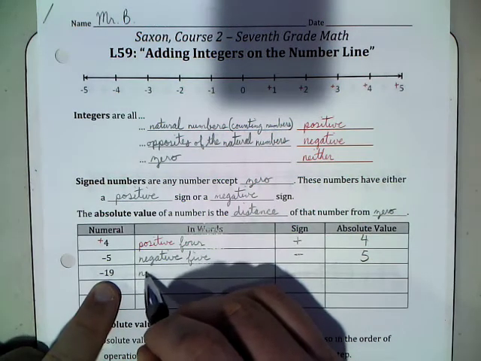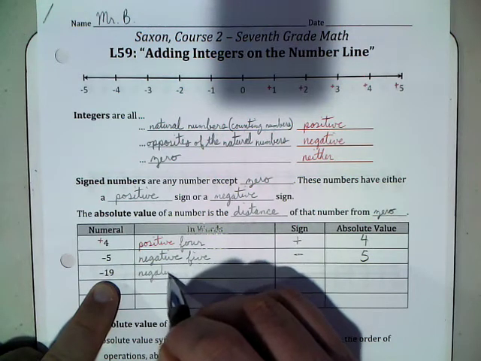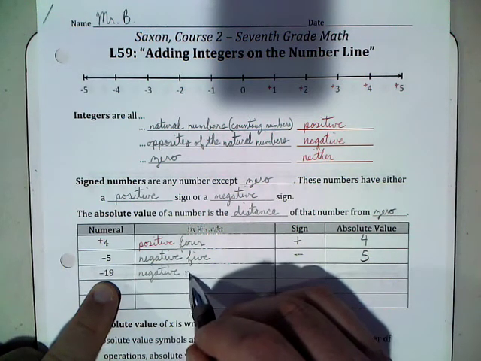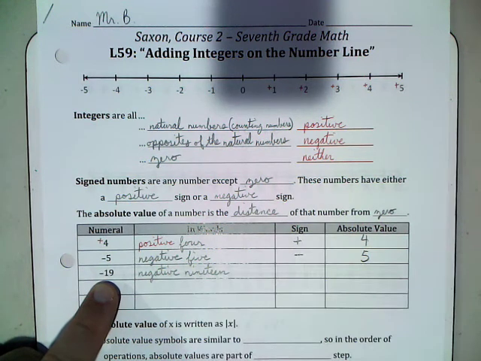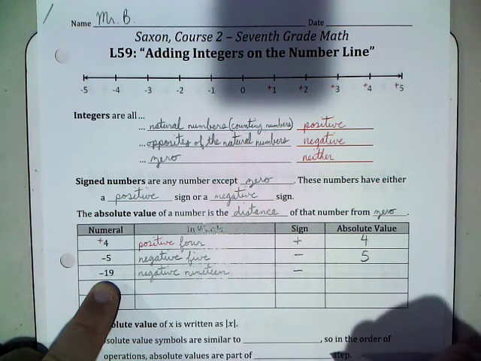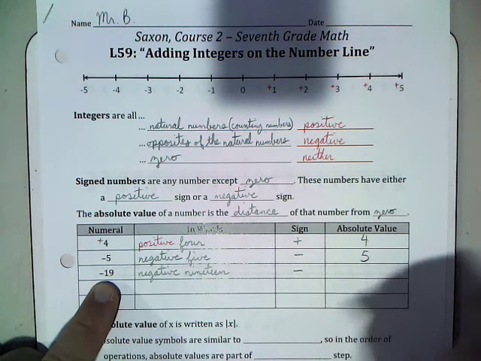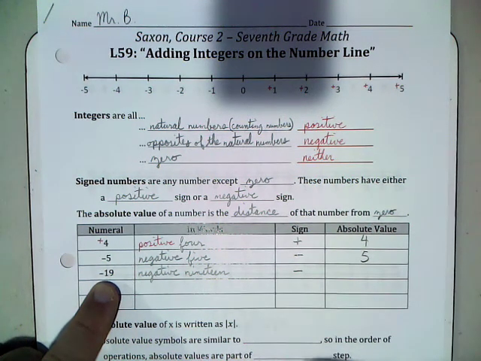Right here we find negative, that's required, 19. Obviously its sign is negative, and so its absolute value, how far away is -19 from 0? Hopefully you're kind of catching on to this right now. Well, how many units would that be from 0? 19 units.